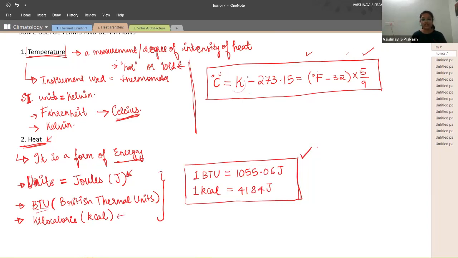Sometimes we do use kilocalorie and BTU, but from the GATE perspective, and from the architecture and climatology perspective, they don't really come out that often, but it is very good if you can remember the conversion values. Any doubts till now?